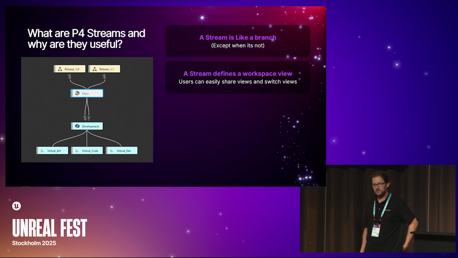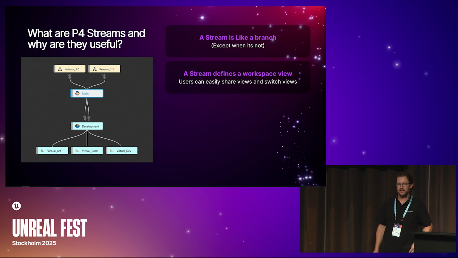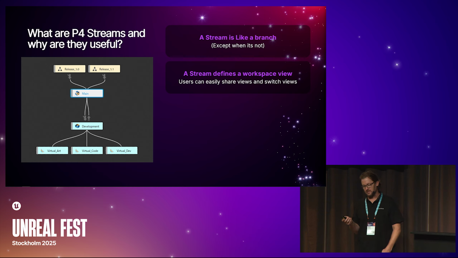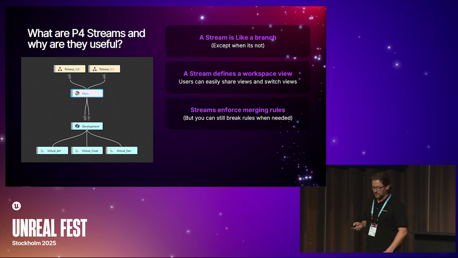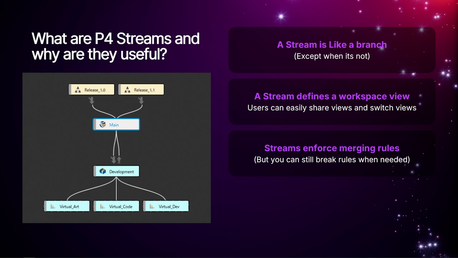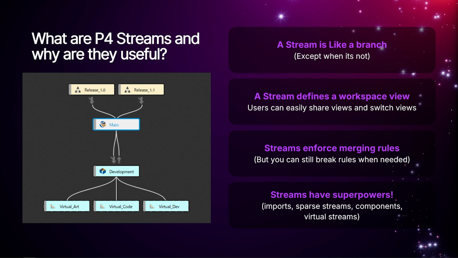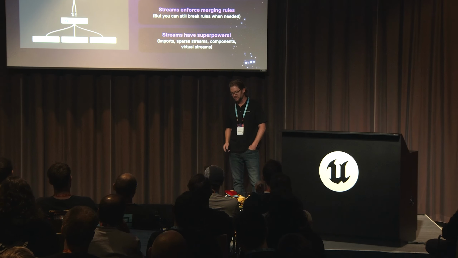Streams define workspace views. So the nice thing about streams is when you set up a client, you just point it to the stream. This is helpful in terms of easing the burden of setting up new clients. And then they enforce merging rules. So we always talk about merge down, copy up as being the most useful pattern in branching and using streams. But when exceptions arise, we don't enforce it where you can't get around it. So if you need to do cherry picking, that's totally possible with streams. And then streams, we call them, have superpowers. The most recent one is something called sparse streams. I'll talk a little bit more about sparse streams in another slide here.